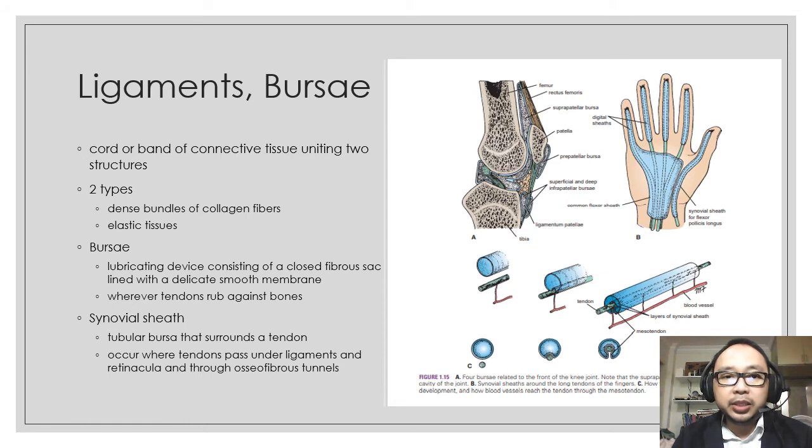The synovial sheath is a tubular bursa that surrounds the tendon, and the tendon would evaginate the bursa from one side so that the tendon becomes suspended within the bursa by what we call a mesotendon. So, synovial sheaths occur where tendons pass under ligaments and retinaculum and also through fibrous tunnels. In the same way, they act to reduce friction between the tendon and the surrounding structures.